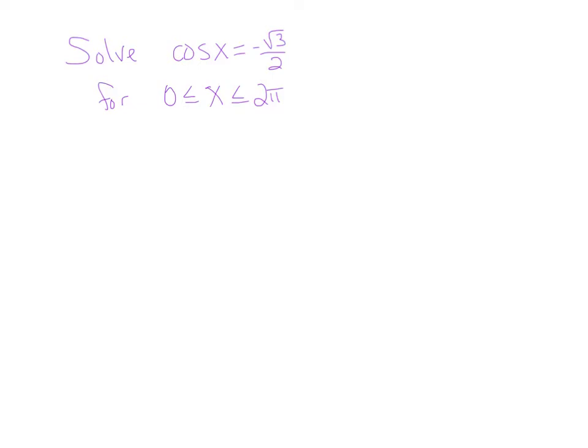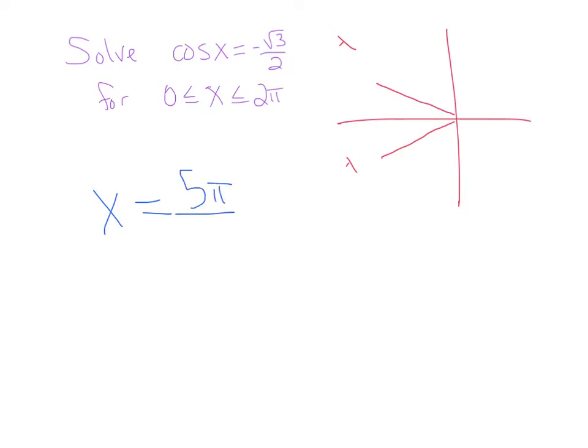The negative square root of 3 over 2, that seems like it's a unit circle kind of angle. So I'm going to draw a sketch. Cosine's negative in those two quadrants. For square root of 3 over 2, that's a pi over 6 reference angle. So what are these two angles? Well, these two angles are x equals 5 pi over 6 or x equals 7 pi over 6. This equation is that simple.